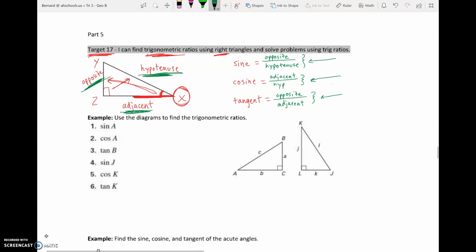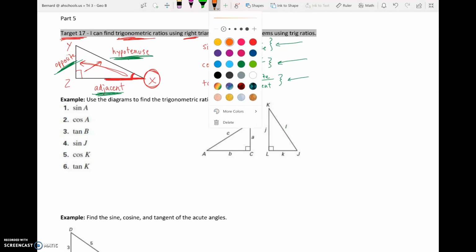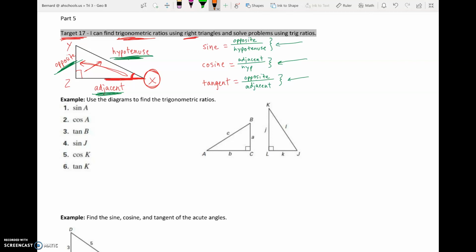Now, a real quick shortcut to try to remember what's what, we're going to call it Sohcahtoa, and you're going to want to remember this. I'm going to write it in a nice way. So So stands for S-O-H. So that says S-O-H, kind of like this, and it means sine is opposite divided by hypotenuse.